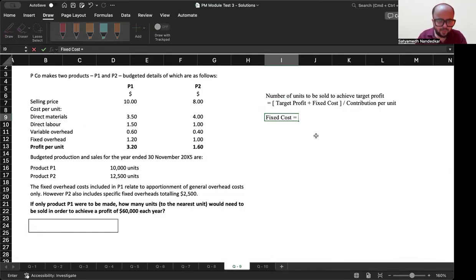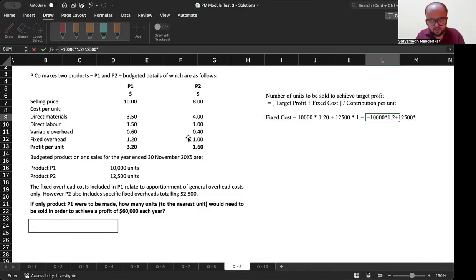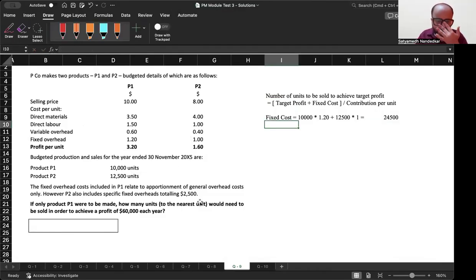Now, what is our fixed cost? Fixed cost is, you are making 10,000 units of P1 and the fixed cost apportioned is 1.20. Then you are making 12,500 units of P2. Fixed cost apportioned is 1. So what does that make our total fixed cost? 10,000 into 1.2 plus 12,500 into 1, 24,500. But they are saying that P2 also includes specific fixed overheads totaling 2,500.